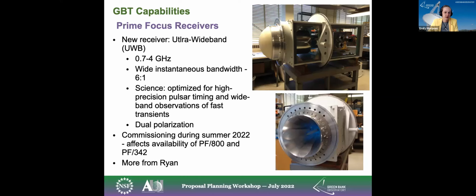So we have another prime focus receiver that is coming into play soon. Ryan is going to talk to us about that a little bit later, but it's the ultra wideband receiver. It has a very large bandwidth. It's optimized for high precision pulsar timing and wideband observations of fast transients. It's being commissioned now and in the fall, so it affects the availability of the prime focus receivers. And as I said, Ryan will be telling us more about that later.